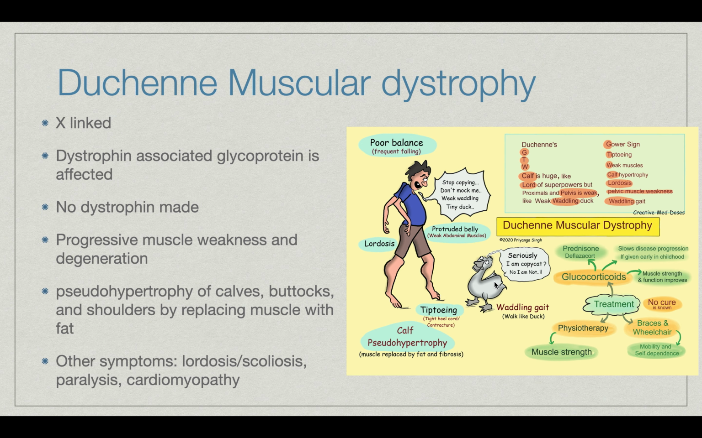And they are treated with some glucocorticoids such as prednisone or deflazacort. I'm not really familiar with that one, but I definitely know prednisone is one of the treatments for it. And it slows the disease progression if it's given early, like elementary age. It does improve the muscle strength and function.